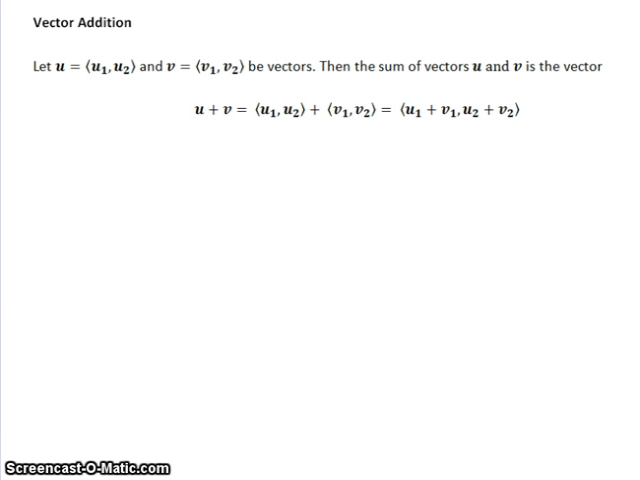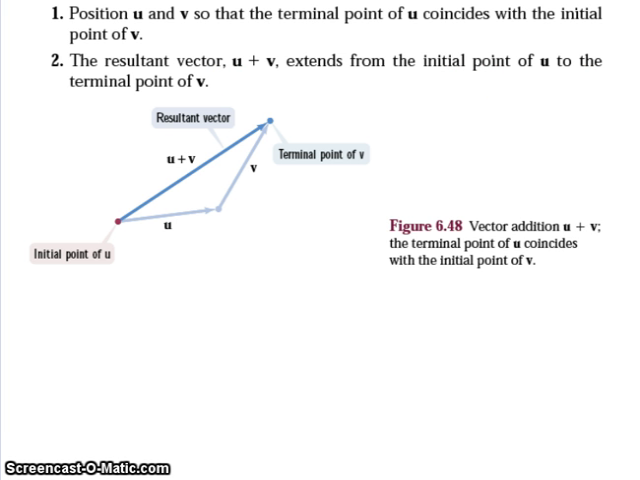We add two vectors together simply by taking the components and adding them up. So take the first component, add to the first component, second component added to the second component. We're going to look at this geometrically, and then we're going to look at an example as well. So let's say we have vector u, and we're going to add that to vector v.